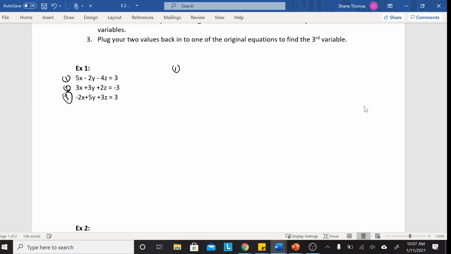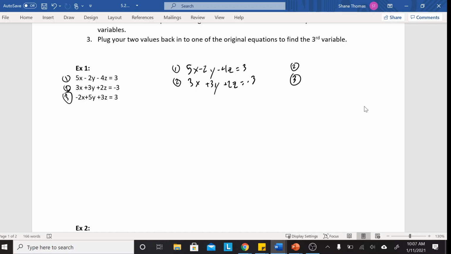Then I'm going to take equations 1 and 2 to get equation 4, and then equations 2 and 3 to get my second new equation. So I'm going to copy down 1 over here: 5x minus 2y minus 4z equals 3, and 3x plus 3y plus 2z equals negative 3. I want to use elimination on that set of equations.